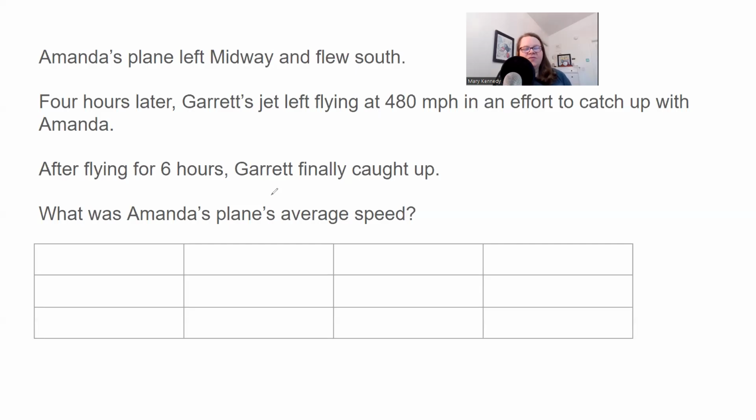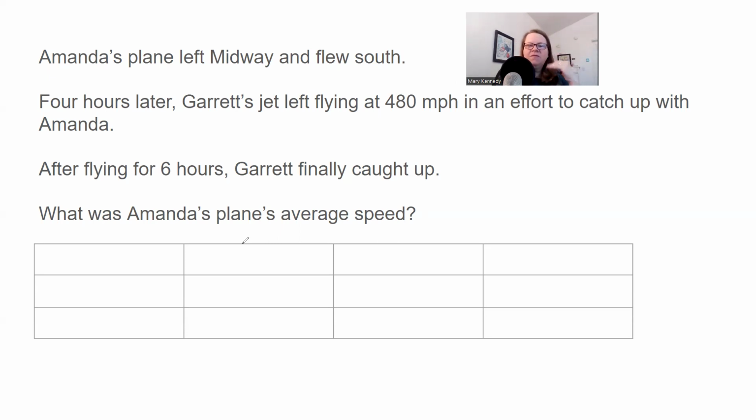Here we are with a distance, rate, and time word problem. In these problems, one of the first things you're going to do is read through it a couple of times. Just know as I'm walking you through it, I've already read through it several times to think through how this works.